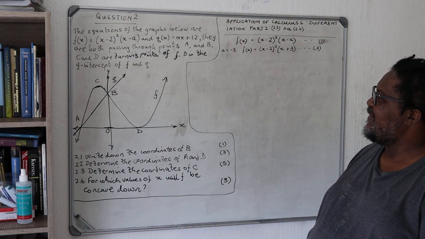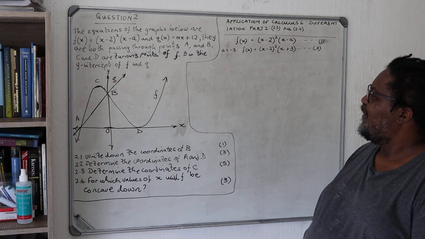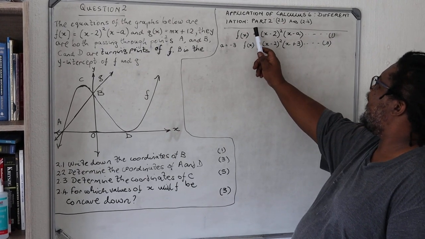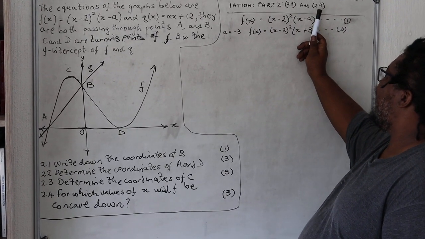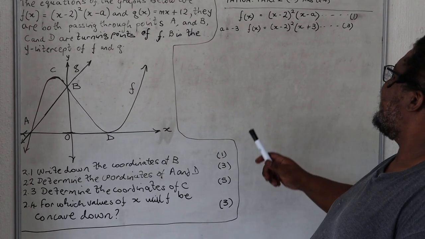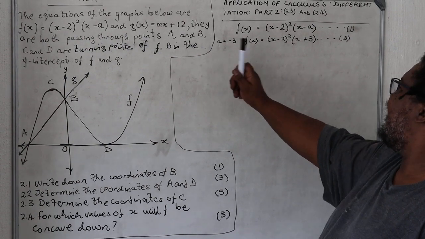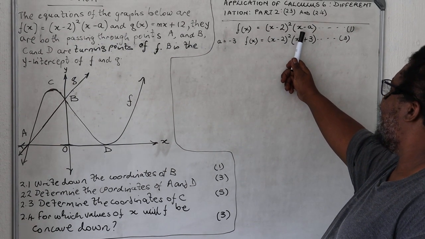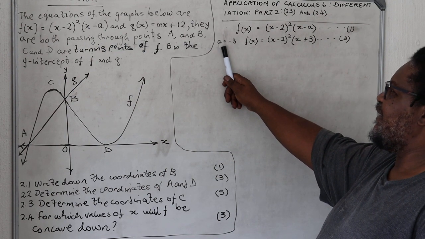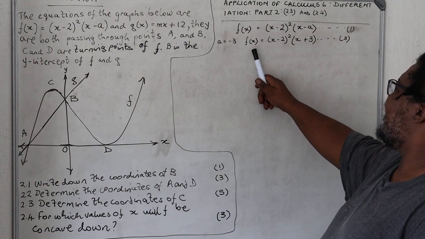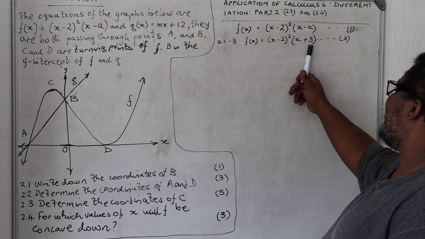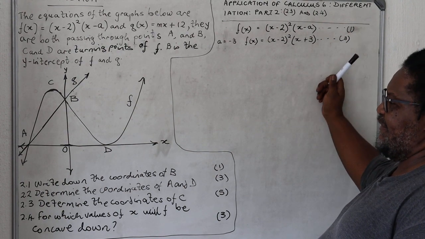In the previous presentation of question 2, which we named the application of calculus 6, differentiation part 1, 2.1 and 2.2, we found out that the graph of f(x) given here is (x minus 2) squared multiplied by (x minus a), which we named equation 1. We found out that a is equal to minus 3, and therefore we got f(x) is equal to (x minus 2) squared multiplied by (x plus 3), and we named that equation 3.